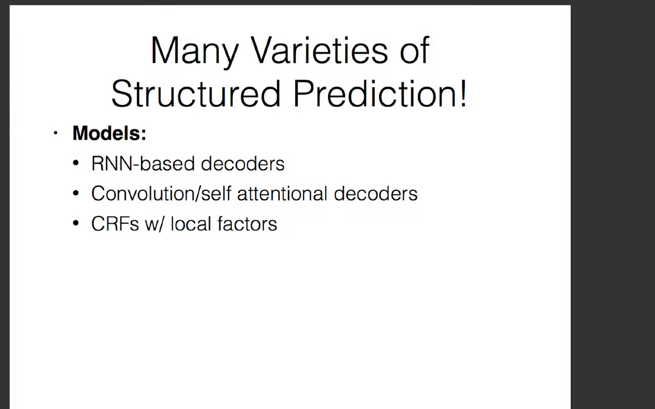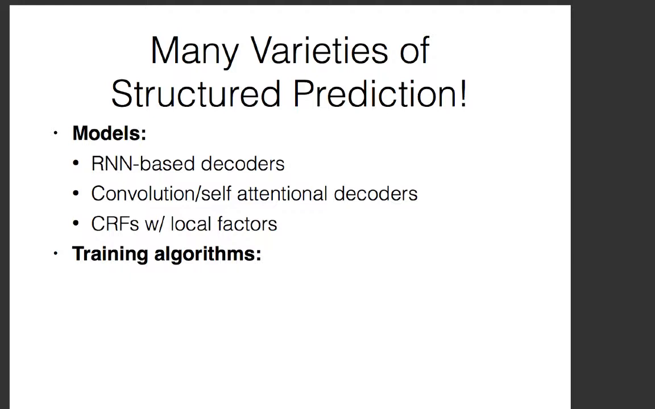Another thing that I haven't talked about yet, but I'm going to be talking about in a few classes, is conditional random fields. Conditional random fields are different from RNN-based decoders in that they make local independence assumptions, which allows you to train them with dynamic programming type algorithms, which is not the case for RNNs. I won't talk about that a lot because I'm going to talk about it in detail in a few classes, but just be aware that this is another type of model that you can use.